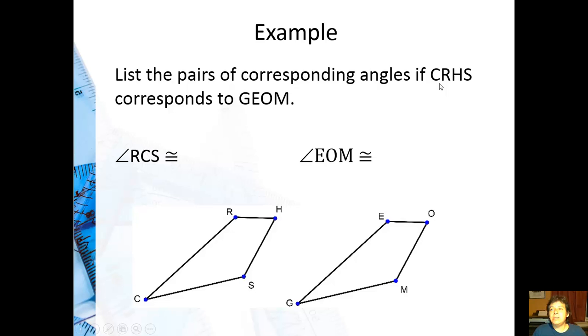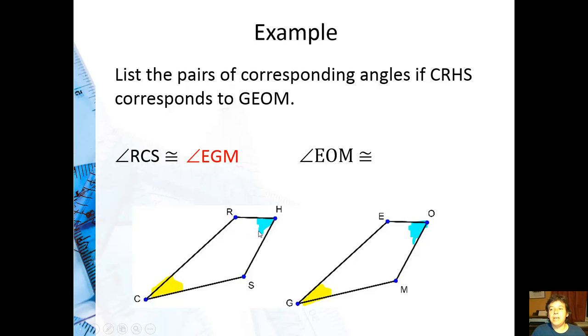Well, I know that C goes with G, R goes with E, and S goes with M. So angle RCS right here, the angle is EGM. Now let's try to do angle EOM. By the way, it accidentally said G on your notes. That should be O. So angle EOM, that would be this angle right here.